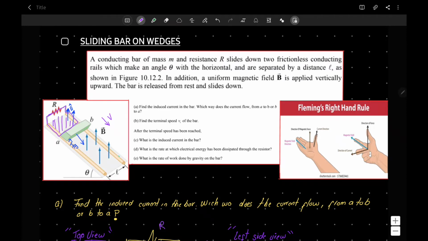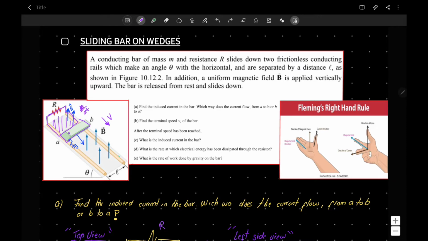It means that it represents an area that is changing with time. So the area is changing in time because this bar is going down with a certain velocity, right? And therefore this area is increasing. And from Faraday's law, we know that an increase in the area where there is a magnetic field means the magnetic flux throughout this area will increase, because the area is increasing, so more magnetic flux will pass through.